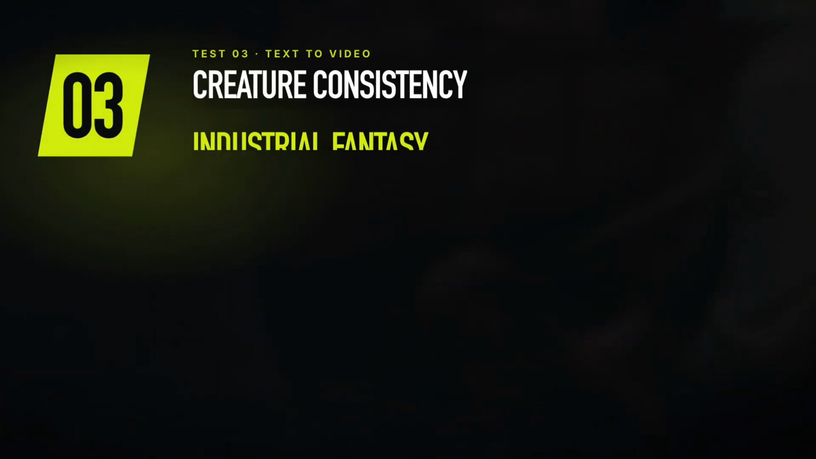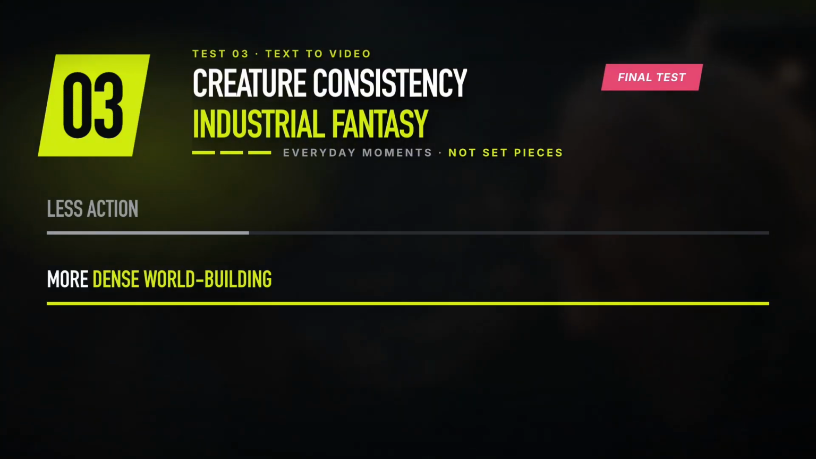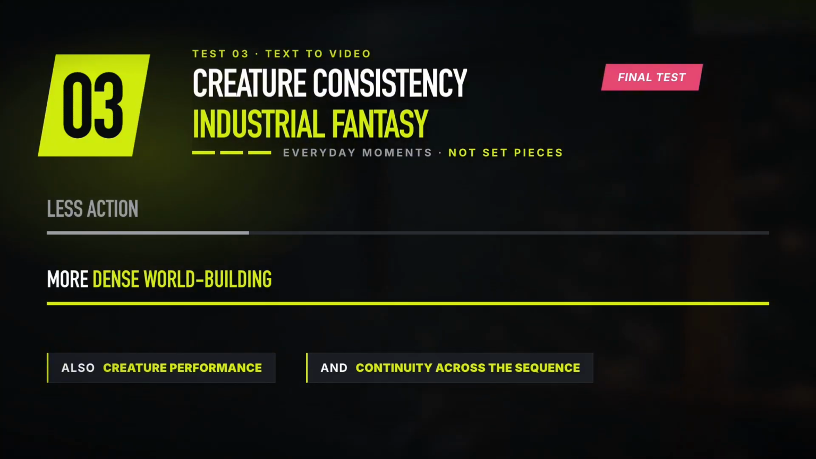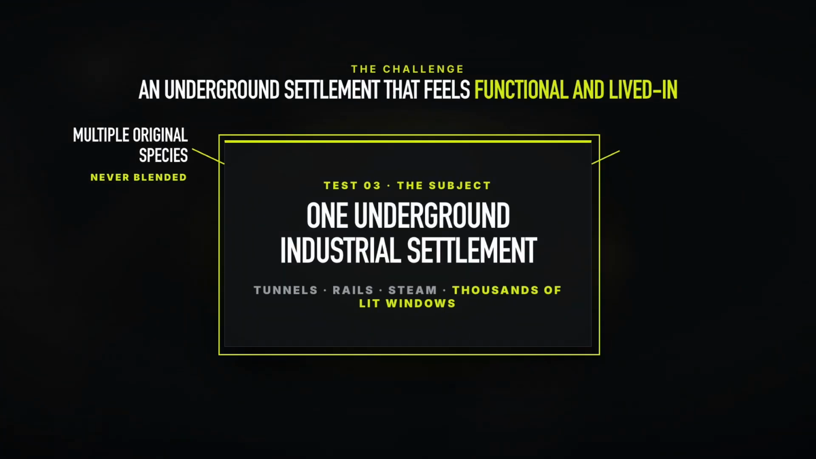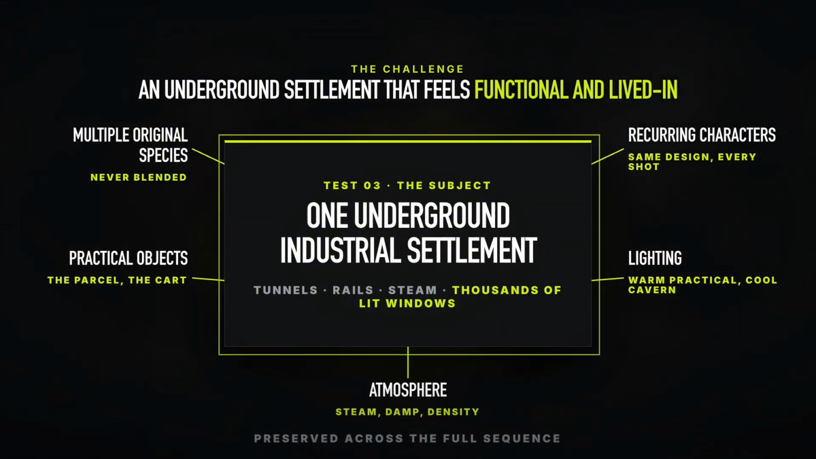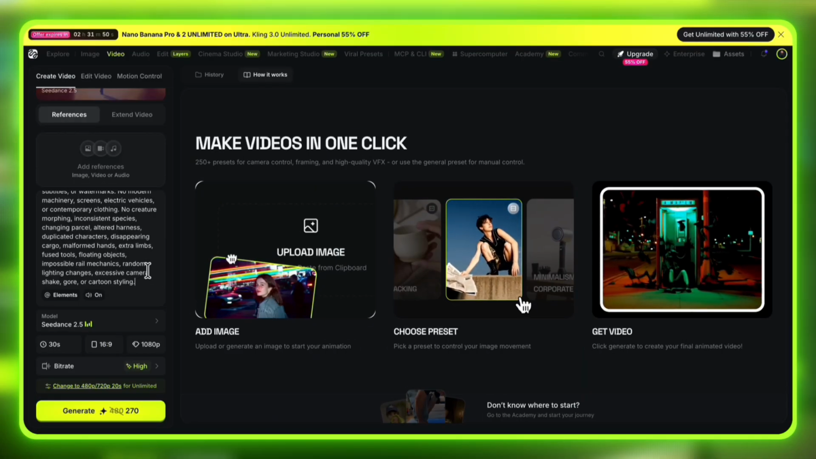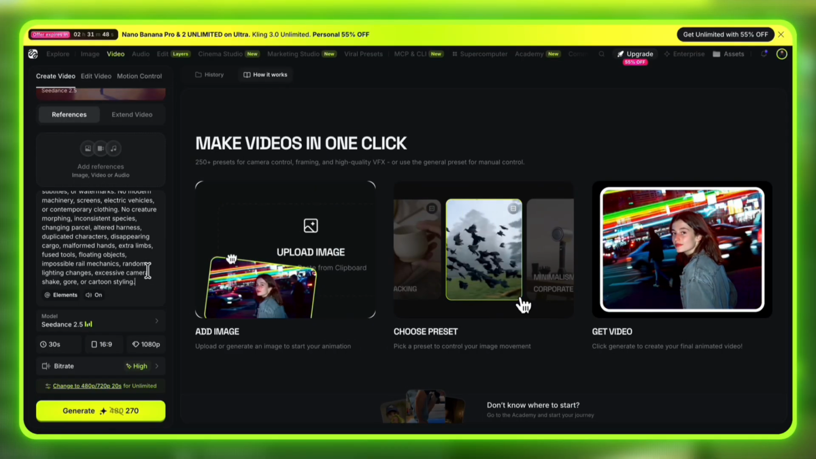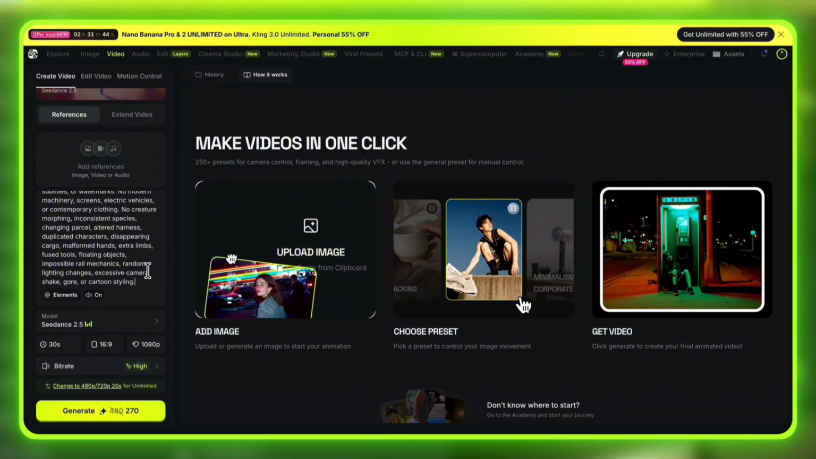For the third test, I want to focus less on action and more on dense world building, creature performance, and continuity across several everyday moments. The challenge is to make an underground industrial settlement feel functional and lived in while preserving multiple original species, recurring characters, practical objects, lighting, and atmosphere across the full sequence. I'm using text-to-video with no references at 30 seconds, 16:9, 1080p, high bitrate with generated audio enabled.